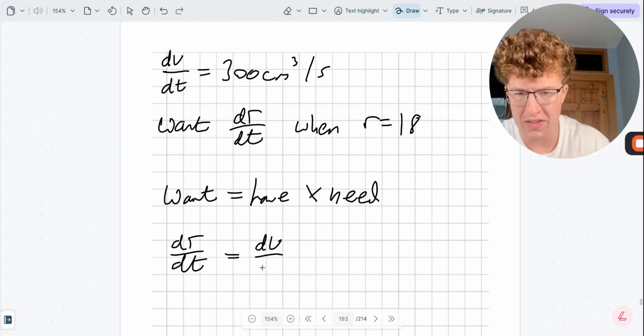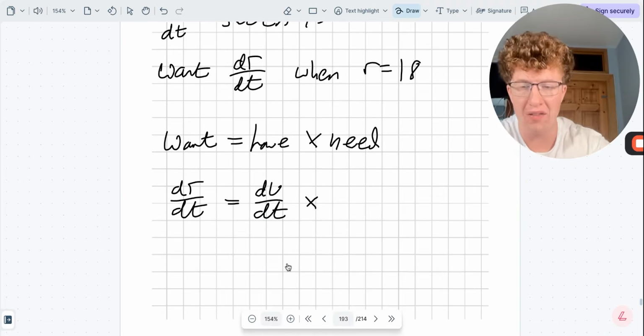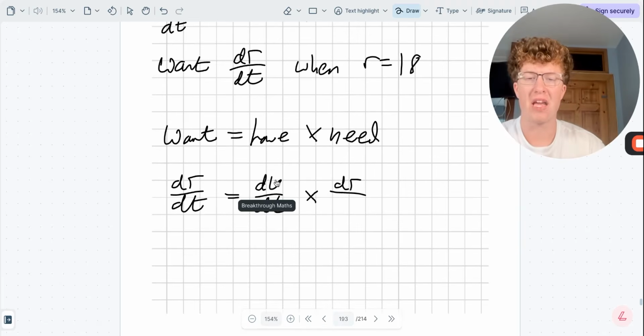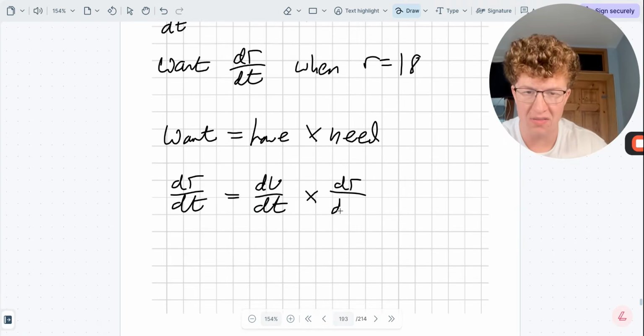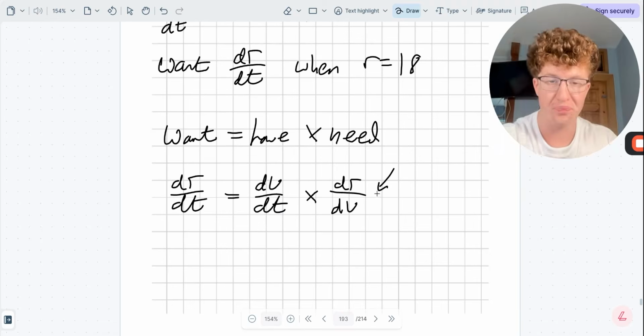We have dV/dt. So what do we need? Well, we want a dt on the bottom, which we have, and we want a dr on top. So we'll put the dr here. But that means we have to get rid of this dV. So we'll put a dV down here such that they will cancel when we multiply. So now we need dr/dV.